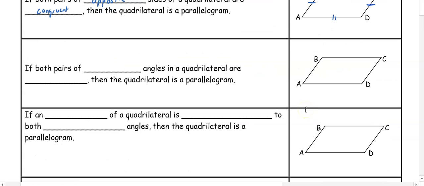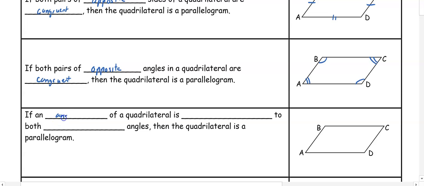We also have conditions dealing with angles. So that first condition then is that if both pairs of opposite angles are congruent, then the quadrilateral is a parallelogram. So B and D are across from each other, they are opposite angles, and A and C would have to be congruent.